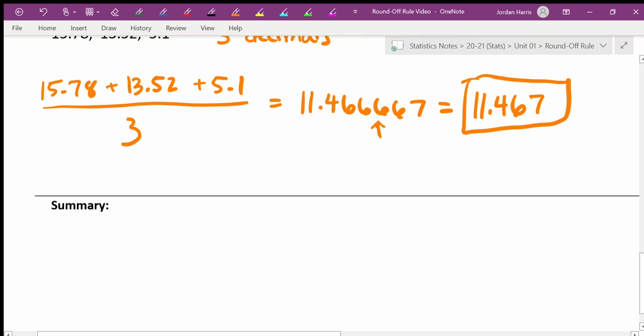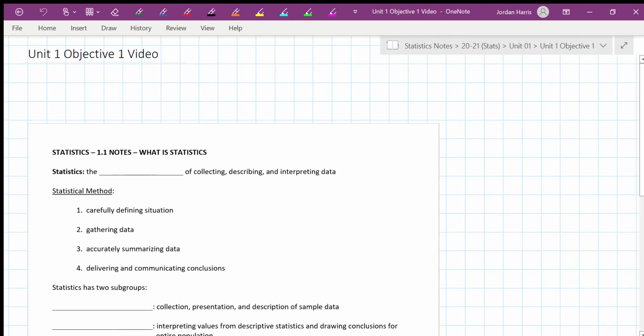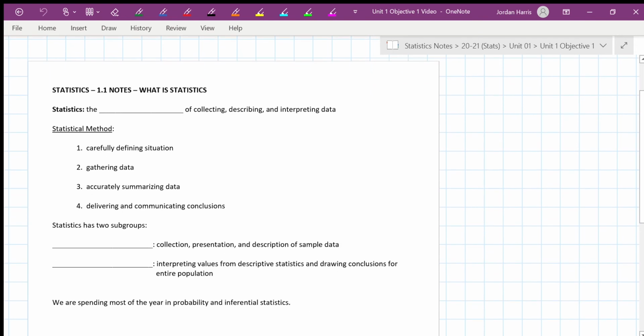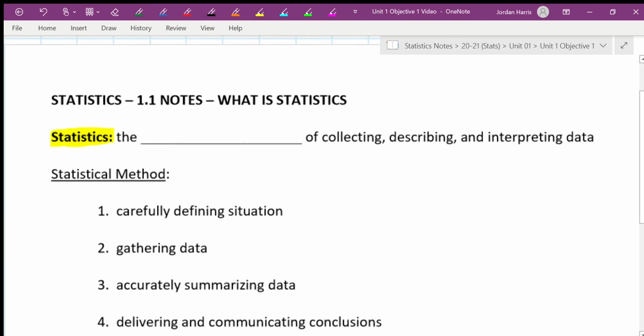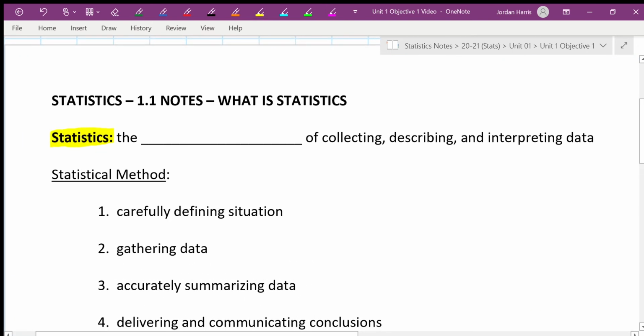Okay, so you guys need to fill out your summary. All right, this is Unit 1, Objective 1. So this is the first objective in your book. It is, what is statistics? There's just a few vocab terms relating to the word statistics that we're going to go through. The first word is statistics. That's the name of the class.